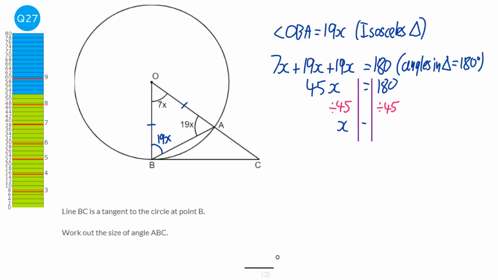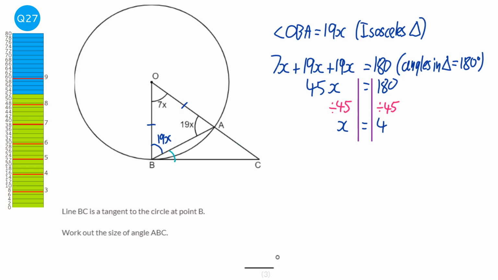Okay, so we've got x equals 180 divided by 45, which is 4. Now, we're looking for this angle here. That's angle ABC. Now, there's a few different ways we could do this. We could work out what this angle is, because it's a big triangle, etc., etc. Or we can use the fact that we've got a tangent touching a radius.